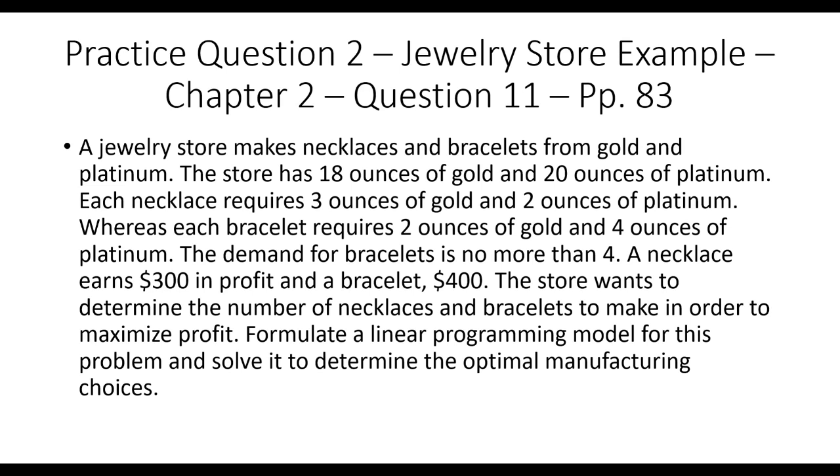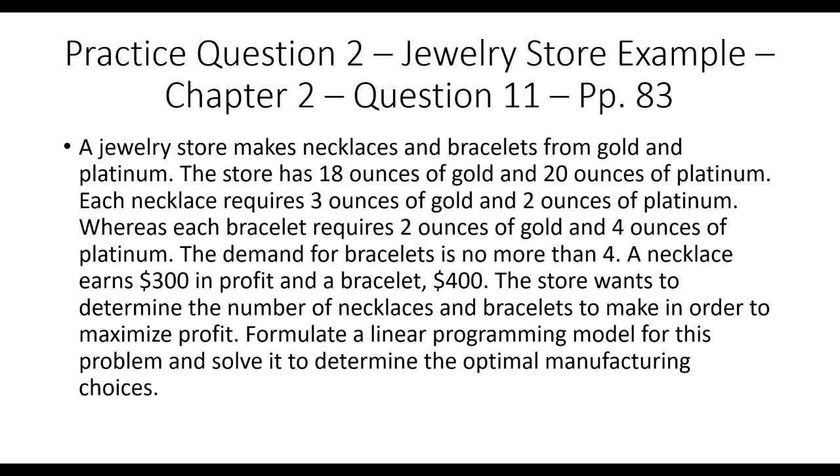Then we have to go to our constraints. The store has 18 ounces of gold in sentence number 2. Because it's limited, that is a constraint, and 20 ounces of platinum, a second constraint. Each necklace requires 3 ounces of gold and 2 ounces of platinum. So, we now know that 18 ounces of gold is our constraint. A necklace is 3 ounces, so 3x1, plus 2x2, 2 ounces of gold per bracelet, must be less than or equal to 18 as our first constraint. 3x1 plus 2x2 is less than or equal to 18.